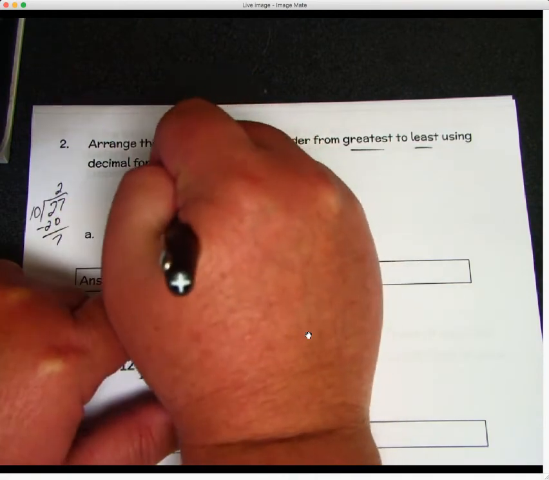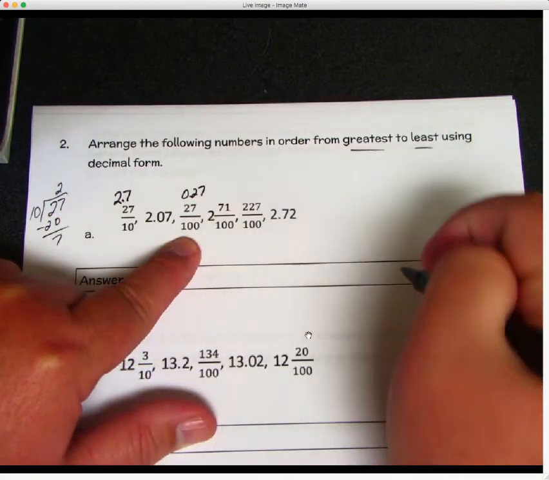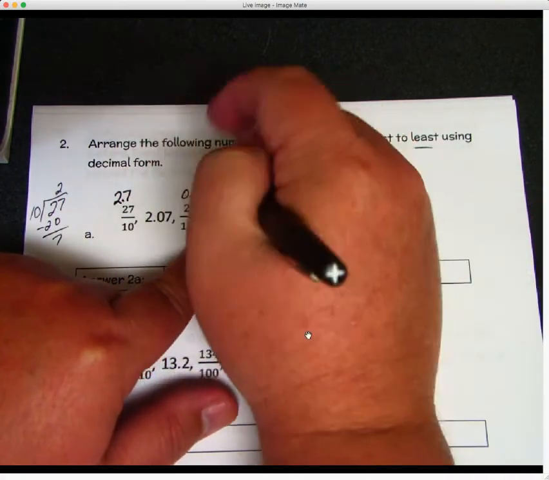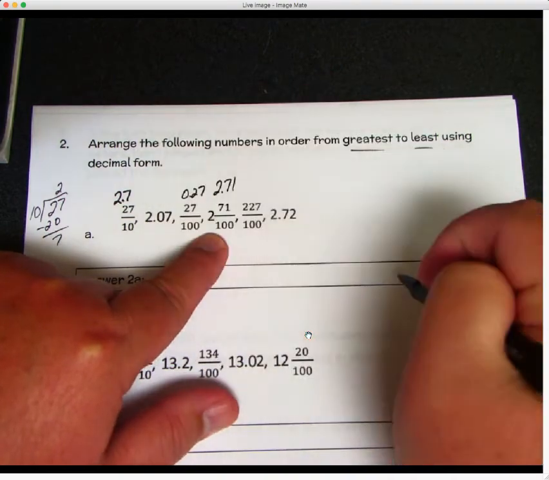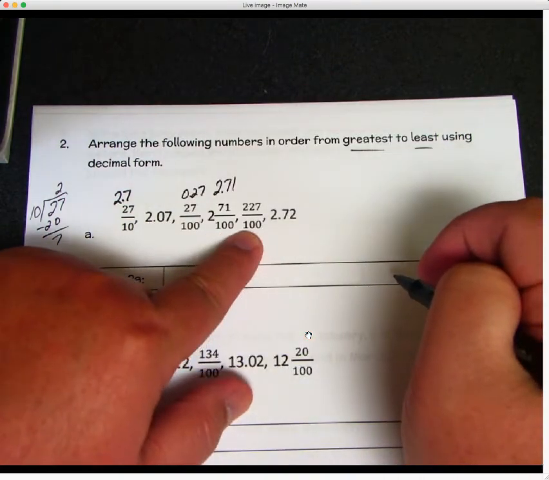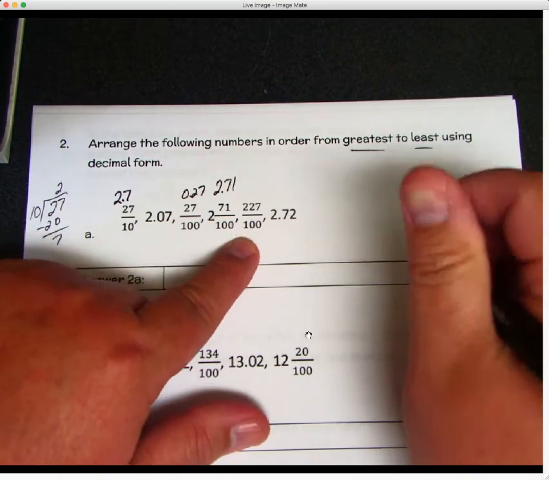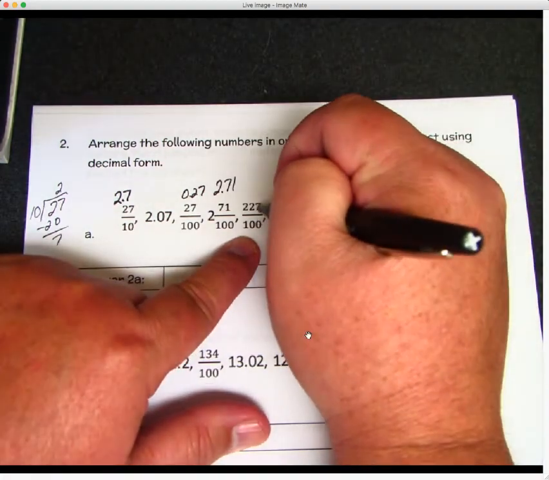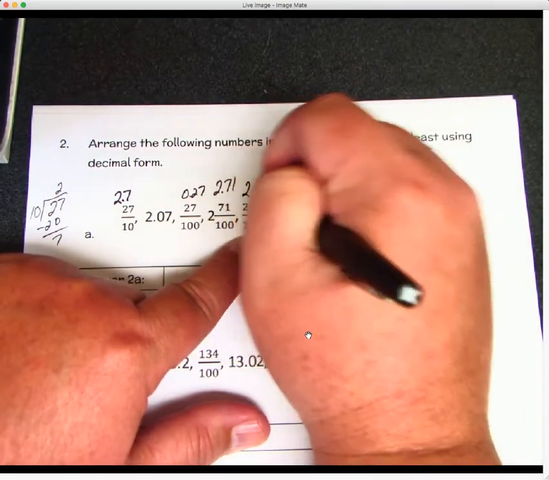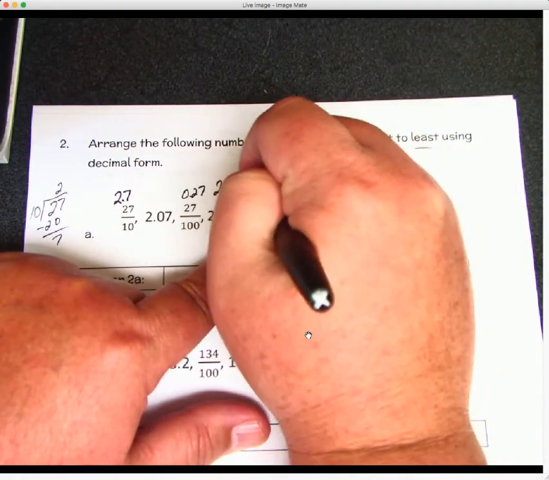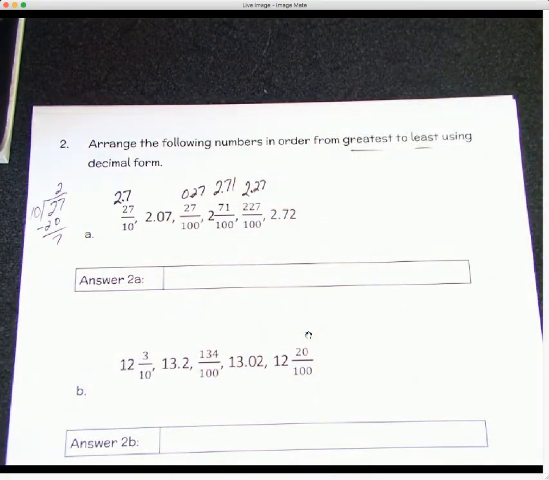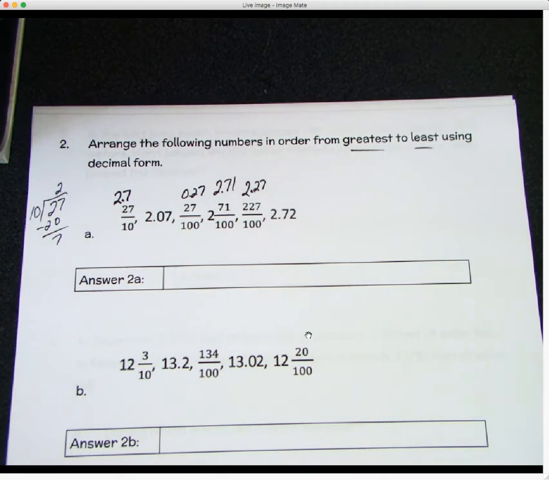27 hundredths is 0.27. 2 and 71 hundredths, like that. 227 hundredths, okay, this is going to be, how many times will 100 go into 200? It'll go 2 times, and there'll be 27 hundredths left, so 2.27. All right, I've got all these written as decimals now. That's the first thing you've got to do on these, is rewrite them out on your notebook paper as a decimal.